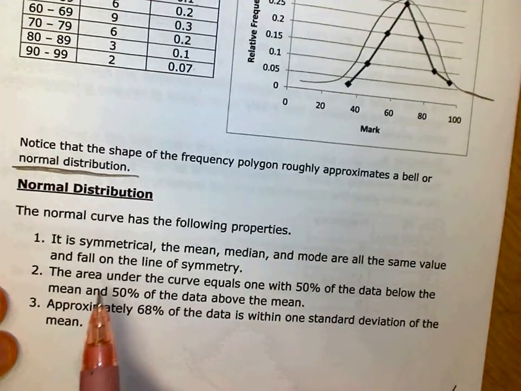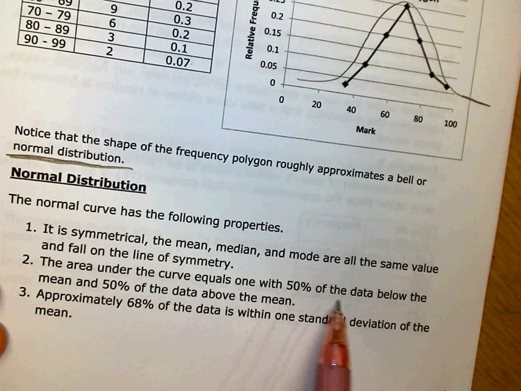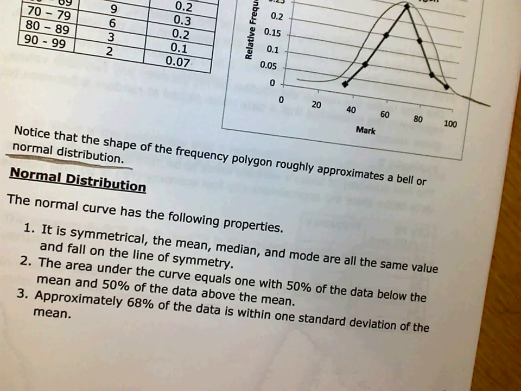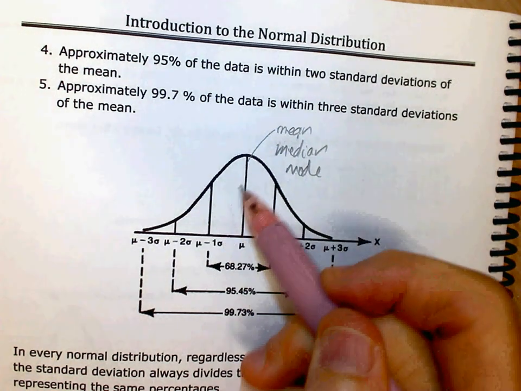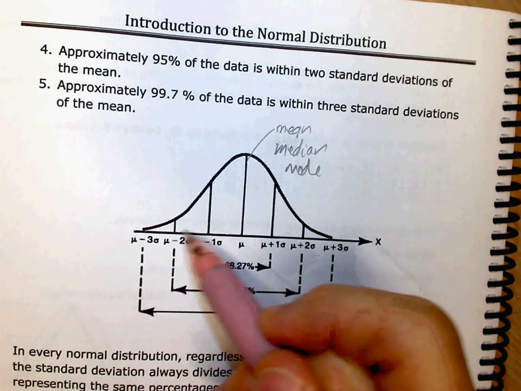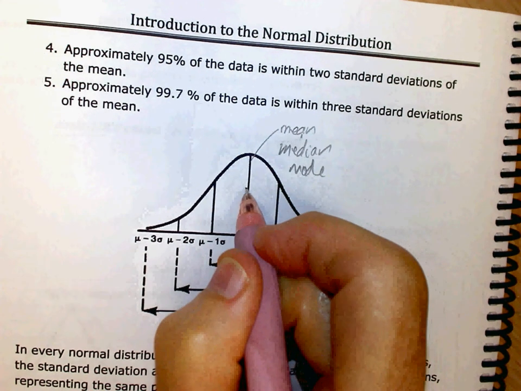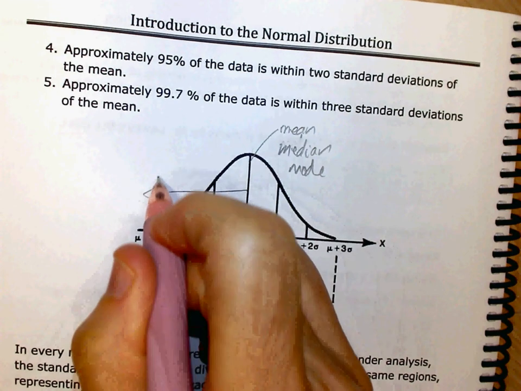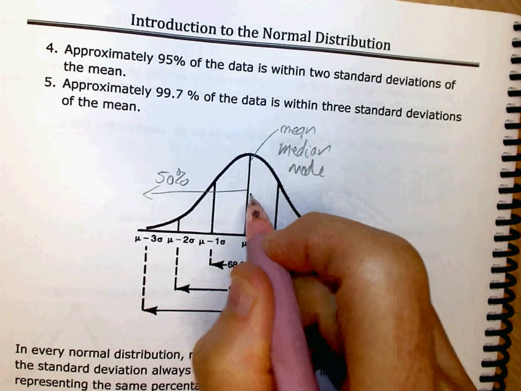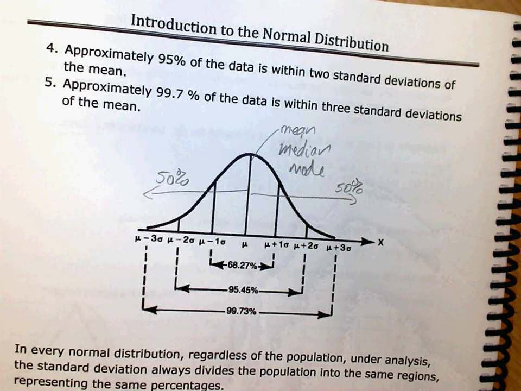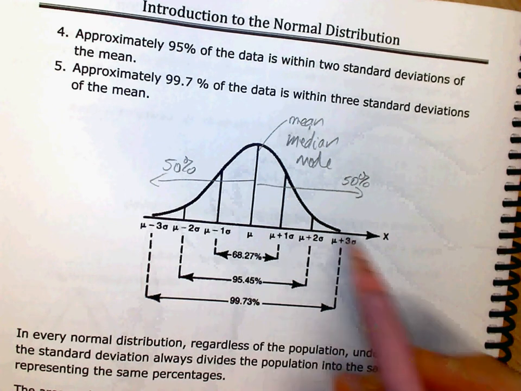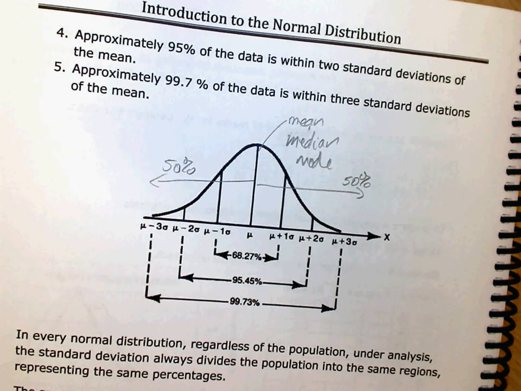Let's look at point number 2, and I mentioned it already. The area under the curve equals 1 with 50% of the data below the mean and 50% of the data above the mean. So notice what the area under the curve means, like this area under the curve. One day when you study calculus and integration, you'll be able to find areas under the curve. So that's a little bit ahead of you right now. But just know that 50% of the data are below the mean and 50% of the data are above the mean. Okay? Because this is the median, and the median cuts your data in half, so 50% are below, 50% are above.